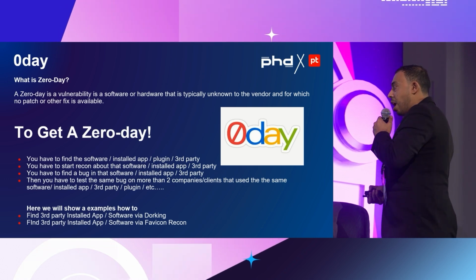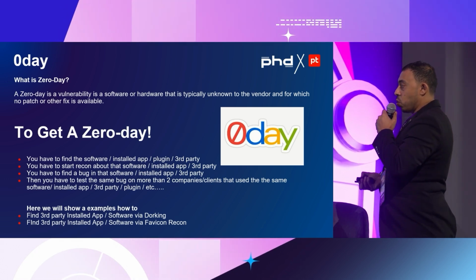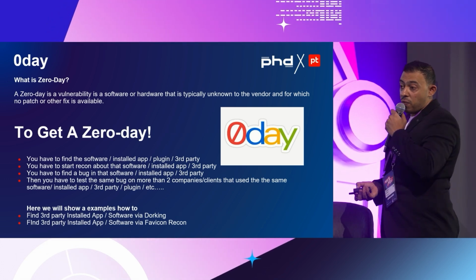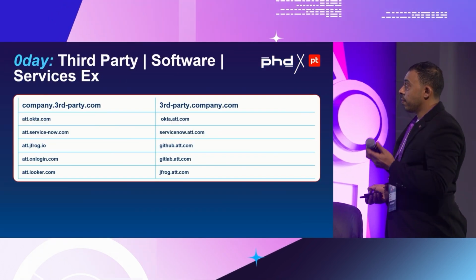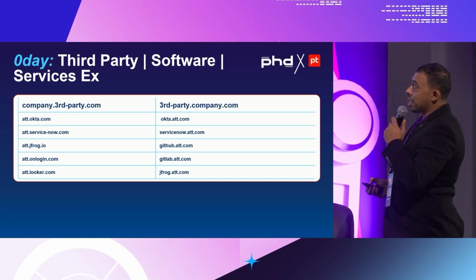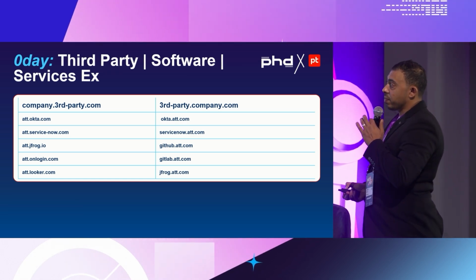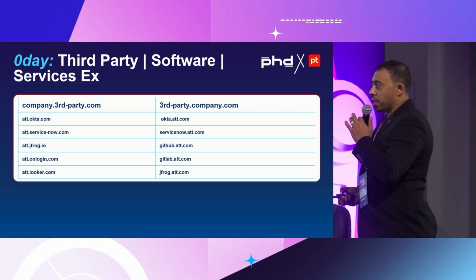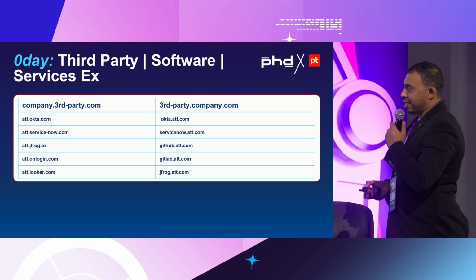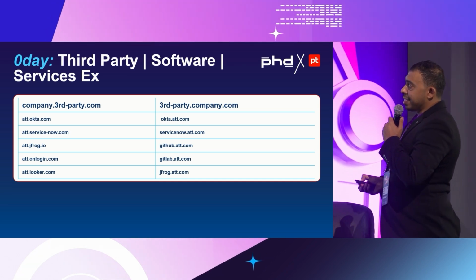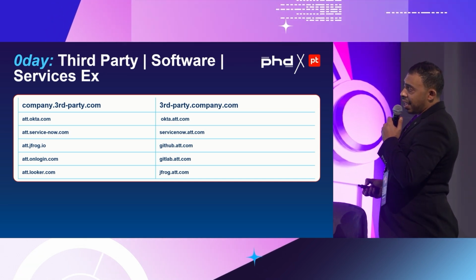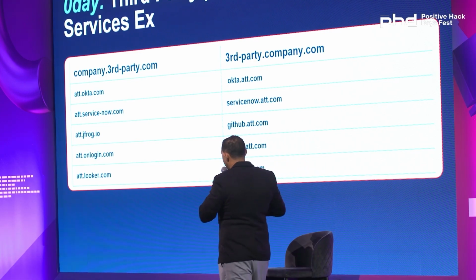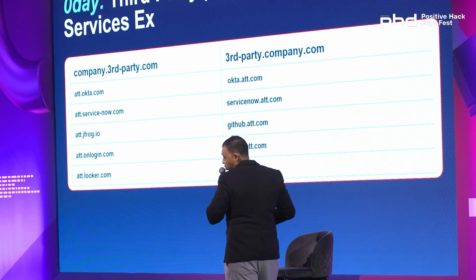Here I will show you an example of how to find third parties or installed apps and software via Dorking, and at the same time via icon recon. Here we have examples of third parties or software, like Okta, ServiceNow, Frog.io, OneLogin, Looker. Most of you know these services. And here's an example of how we can find them: company.thirdparty.com, or in some cases it's going to be a subdomain, as you can see here, github.att.com.